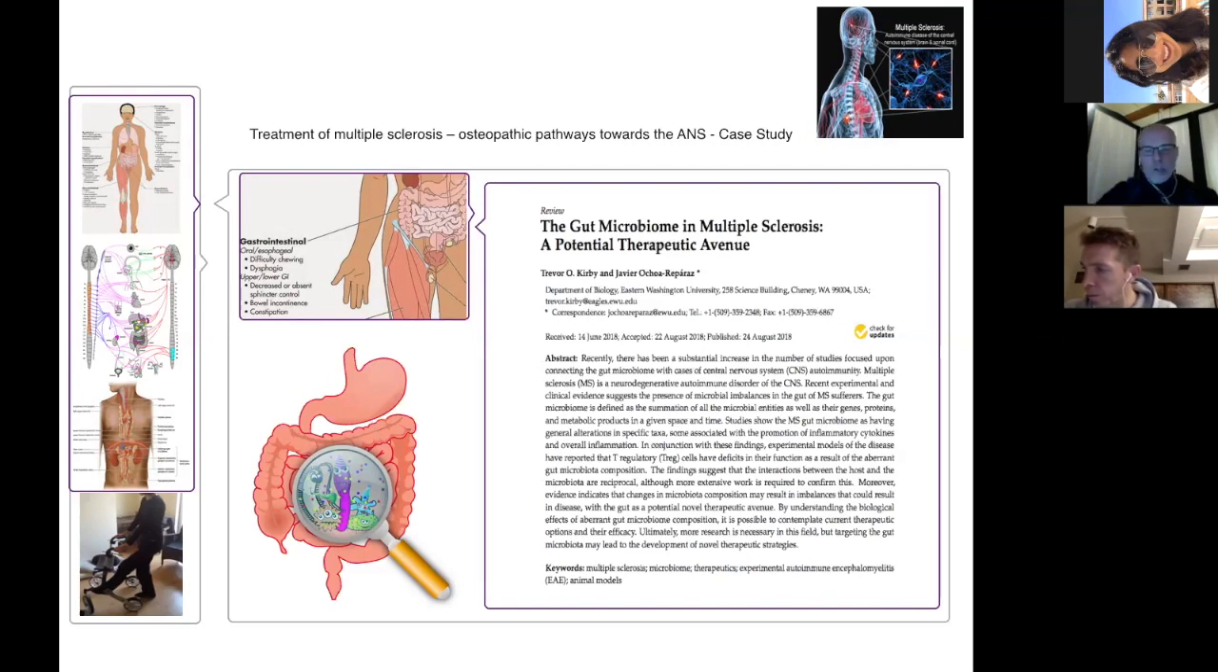So we're trying to encourage gut motility and reduce the potential for constipation. All these components that we're dealing with within the context of our visceral treatment can potentially have an influence on the dynamics of the whole gut microbiome scenario as well.